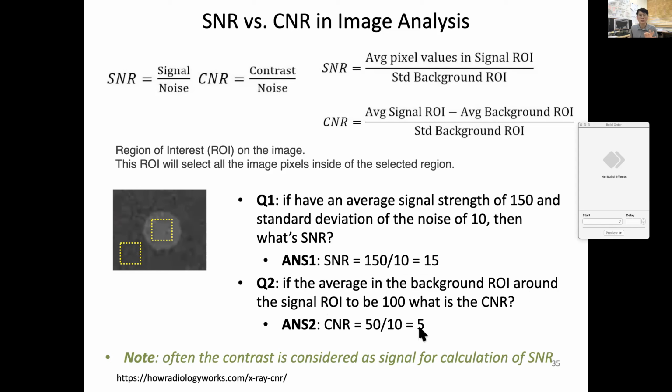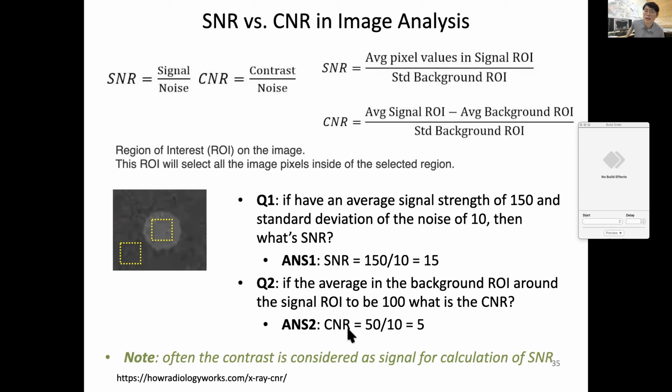This is how the difference arises. Even if the signal to noise ratio might be big, if the background level is high, then you may not have as high a contrast to noise ratio. Eventually, the ability to distinguish signal from background, and the object, depends on the contrast to noise ratio.